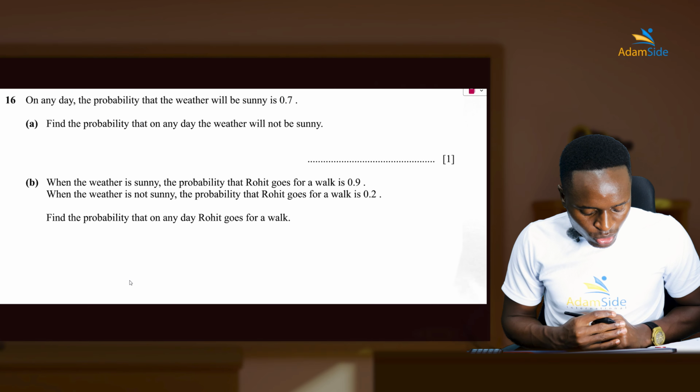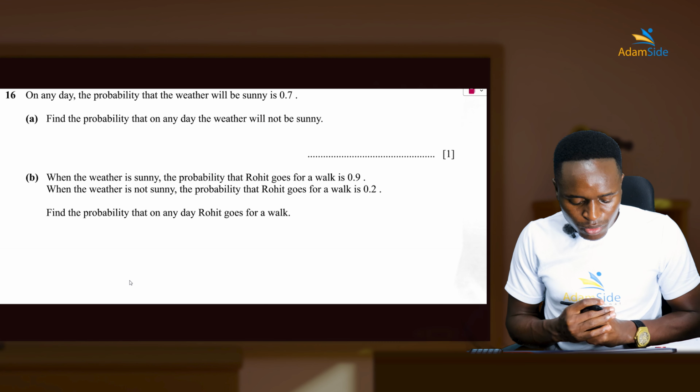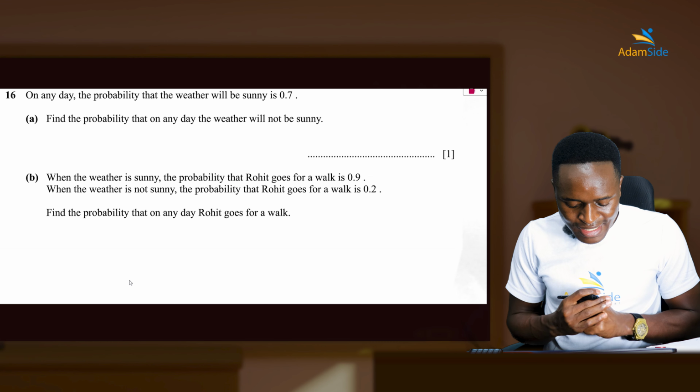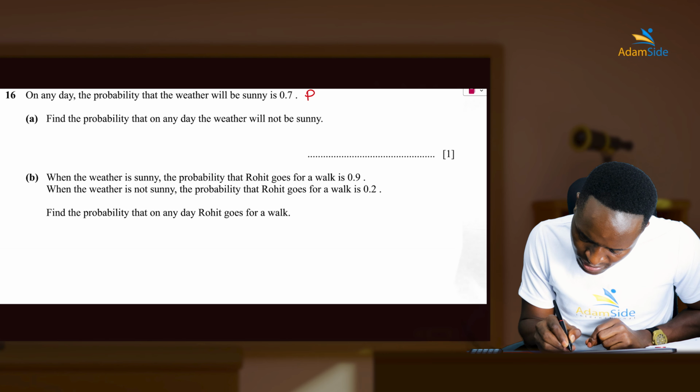Question number 16. On any day, the probability that the weather will be sunny is 0.7. Find the probability that on any day, the weather will not be sunny. Probability and statistics, won't miss.